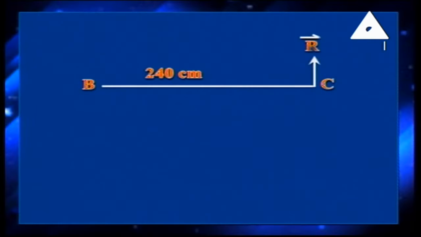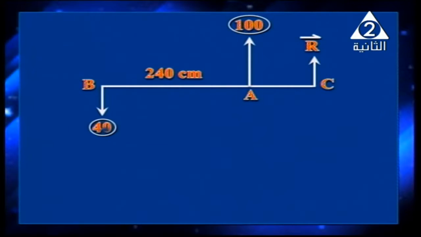My dear student, we have a 100 Newton force acting at A and a second force of 40 acting at B. AB equals 240 centimeters. R is the resultant of the two forces, acting at point C, which doesn't belong to segment BA but belongs to the ray BA. What is R? C is the unit vector in the direction of the biggest force.